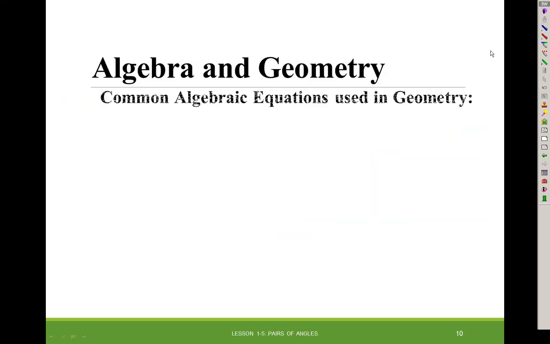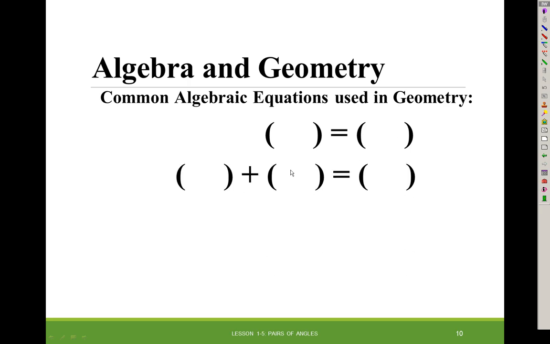So these are some common algebraic equations used in geometry. We see these all the time. The parentheses, just pretend there's something in them. Sometimes when things are congruent, one part equals the other. That's what happens when things are congruent.